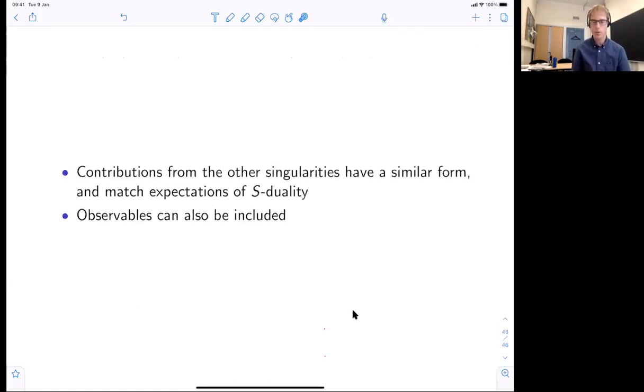Okay, so the contributions from the other singularities have a similar form. And in fact, they match the expectations of S-duality, basically the S-duality diagram I was showing earlier. And we can also include observables or exponentiated observables to get expressions to arbitrary order in the number of observables.